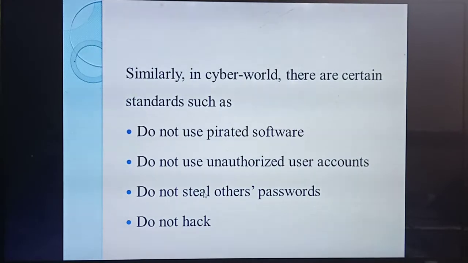Which one is useful for your studies? Based on that, you download and use the software related to your studies. For example, two or three months ago, our government banned a lot of software and mobile apps, which everyone knows. We can call that pirated software. Likewise, you cannot use unauthorized software. That is the first thing: don't use pirated software.